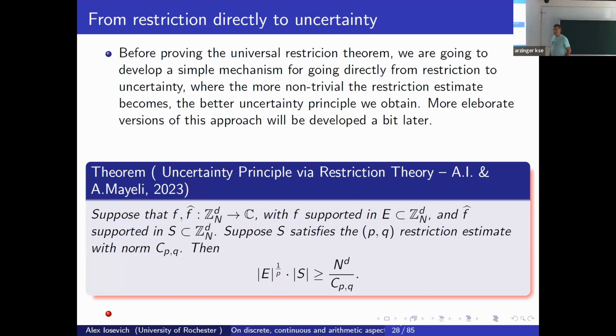Imagine p is 4/3. Then what this says is the size of E to the 3/4 times the size of S is bigger than or equal to n to the d divided by some manageable constant, right? So the right-hand side is up to a constant the same as before, but the left-hand side is smaller. So it's less restrictive, right? Because you have the size of E to the 3/4, so E could be larger and we're still okay because we are raising it to the power of 3/4. Everything makes sense? So for some special sets, we want to have better inequality.